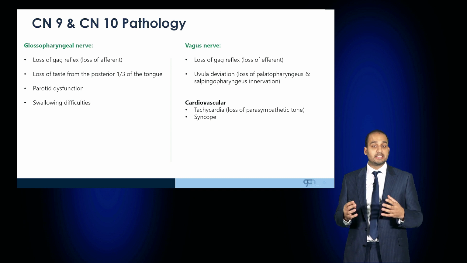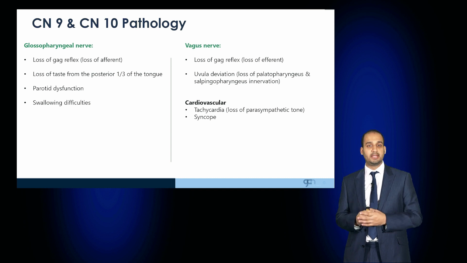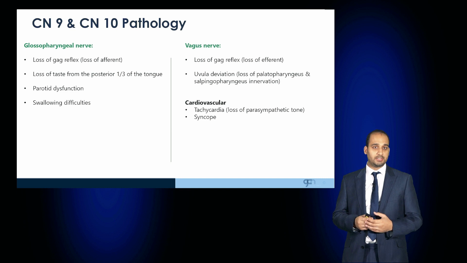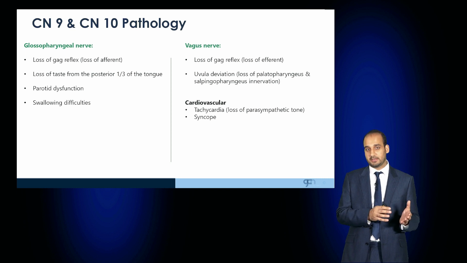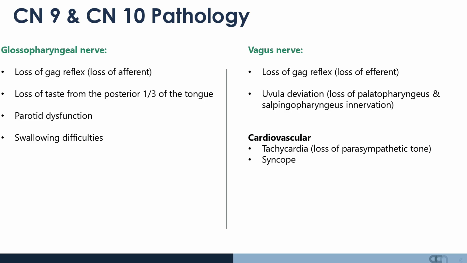A way to distinguish glossopharyngeal nerve and the vagus nerve: remember that glossopharyngeal nerve and vagus nerve are both involved in the gag reflex, and so the afferent may be lost with glossopharyngeal disease and the efferent may be lost with vagus nerve disease. Glossopharyngeal nerve is involved in taste sensation from the posterior third of the tongue, so any loss in taste posteriorly may be due to a glossopharyngeal nerve lesion.